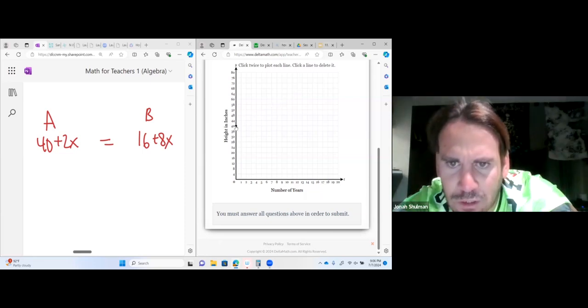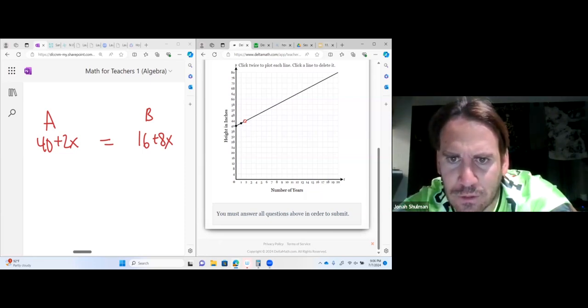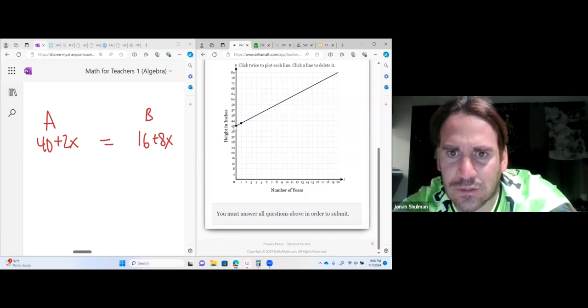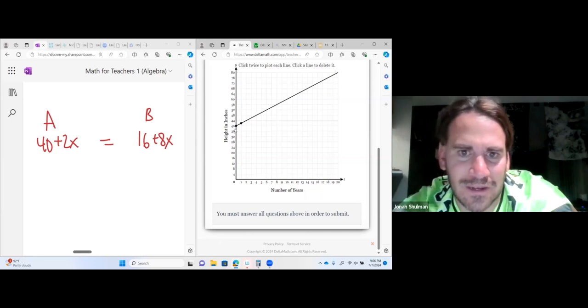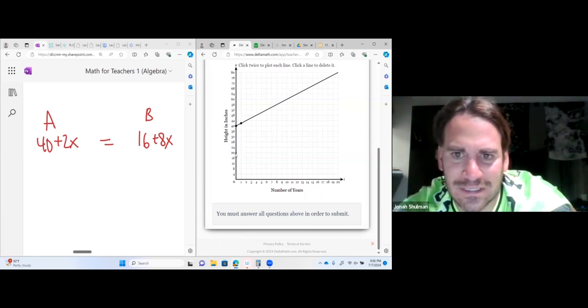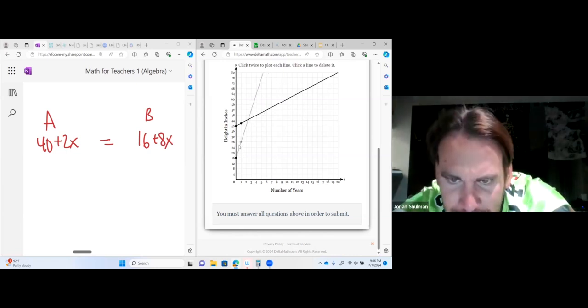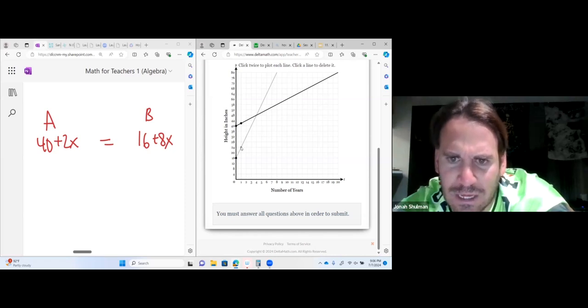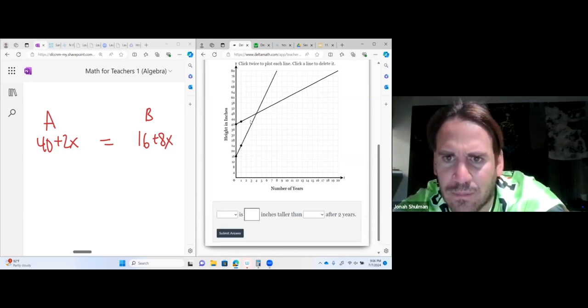Look, that's 4, but I want to go 2. So there's 2. All right, well, I guess that's all they leave me. The next one, we're starting at 16. Well, we're going up 8 a year. So every year we go up: 16 plus 8 is 24. So I believe that is it. 4, 8. Yep, there we go.